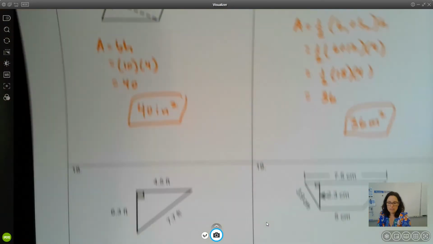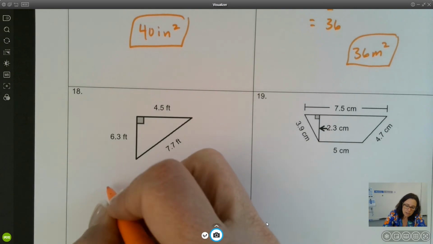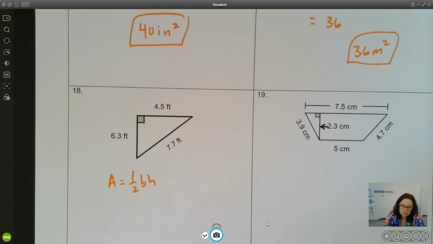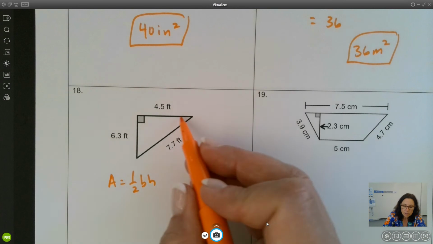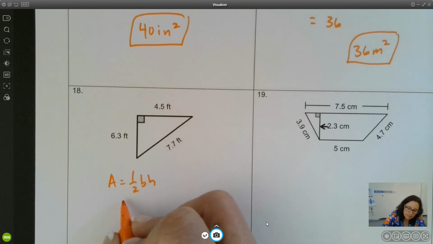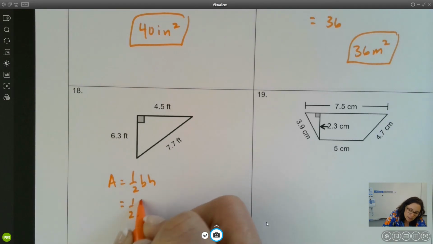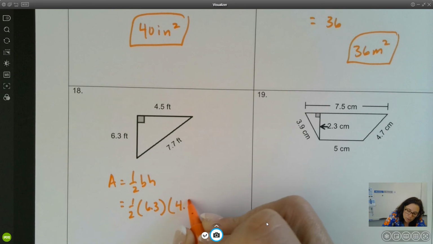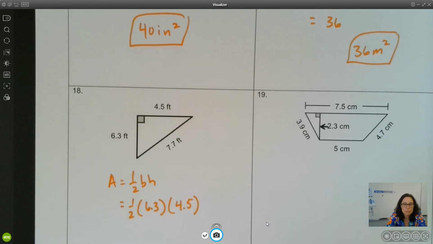All righty, number 18, triangle. Area of a triangle is 1/2 base times height. Remember, the base and the height are where the two sides come together at a 90-degree angle. So we're going to be using 4.5 and 6.3, not the 7.7. Doesn't matter which one's which, B and H. Remember the commutative property of multiplication. It doesn't matter if you multiply them this way or this way.